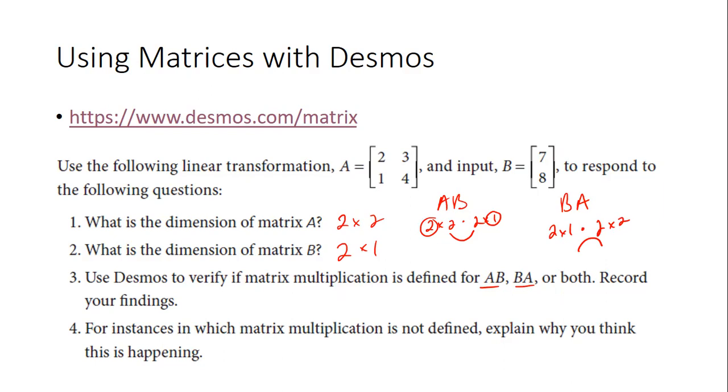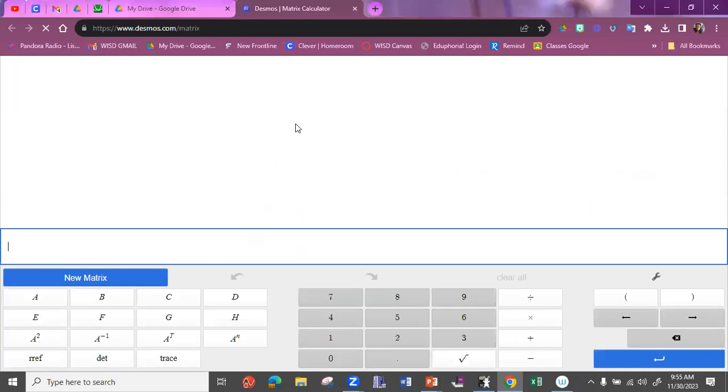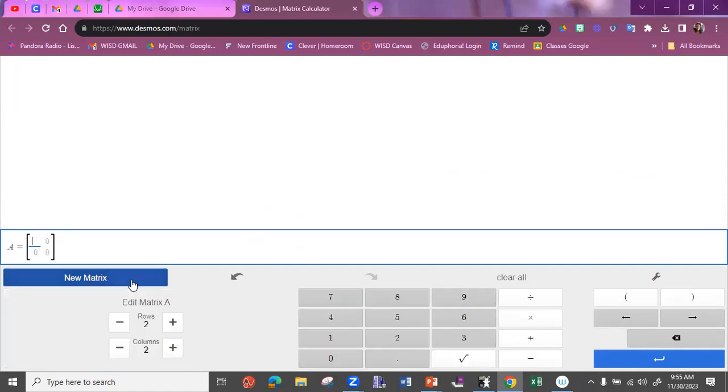But we're going to now do it in Desmos. Ready? So we're going to practice this in Desmos just to show you. To go to Desmos, it is the Desmos matrix calculator, desmos.com/matrix. And it will take you there. Once here, we're going to input our matrices. So we press new matrix. Our A is a 2 by 2.